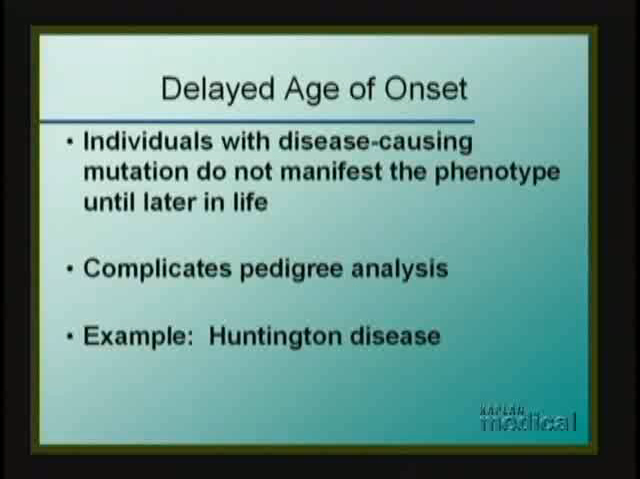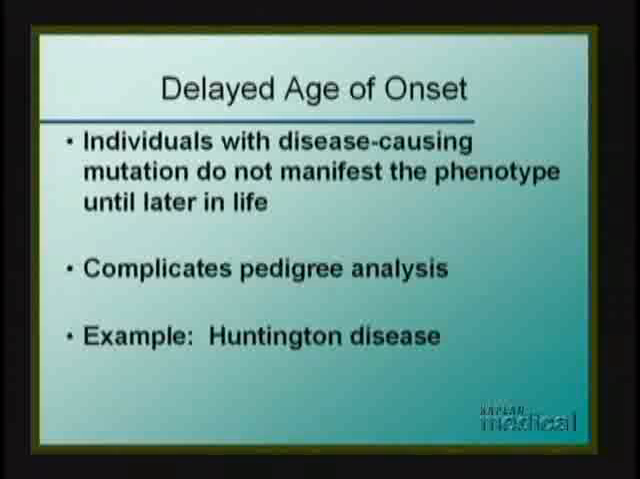Another complication is delayed age of onset. This is a term that is used to refer to diseases in which the symptoms do not show up until the person gets older. There are certain diseases such as Huntington's disease, myotonic dystrophy, and some others in which the symptoms don't show up until the person is perhaps 40 or 50 years old. The fact that the symptoms don't show up until later in life just makes it difficult to analyze pedigrees and to give good genetic counseling to your patients.